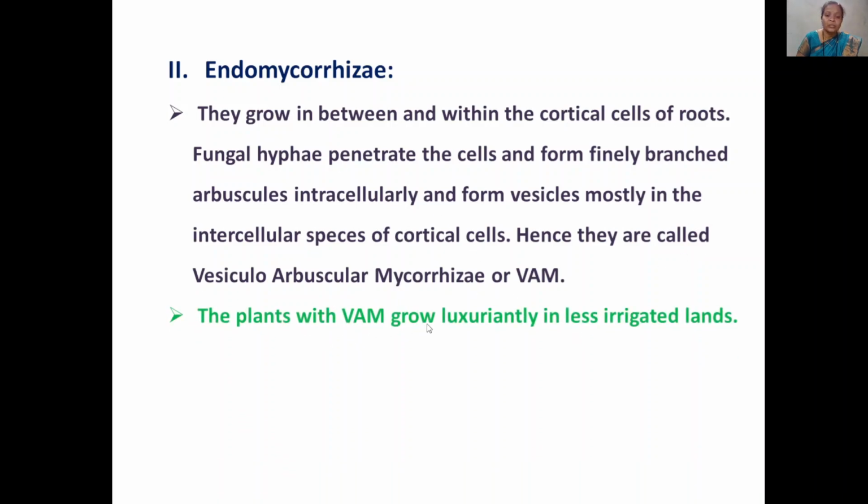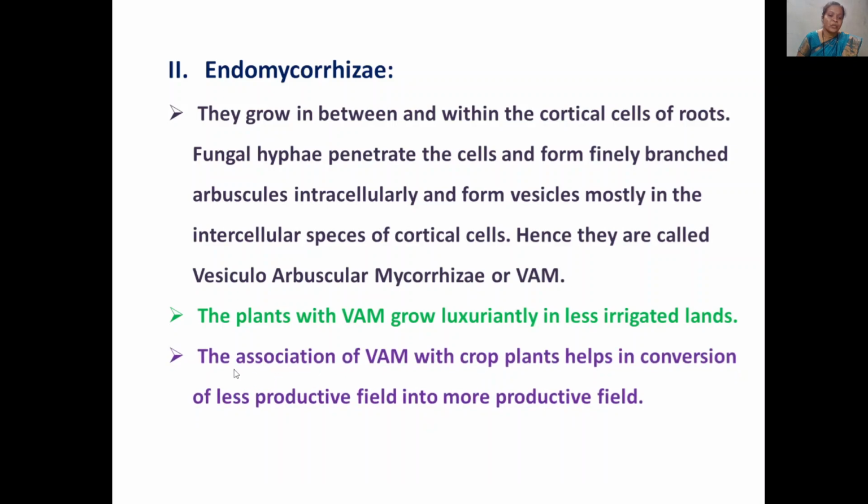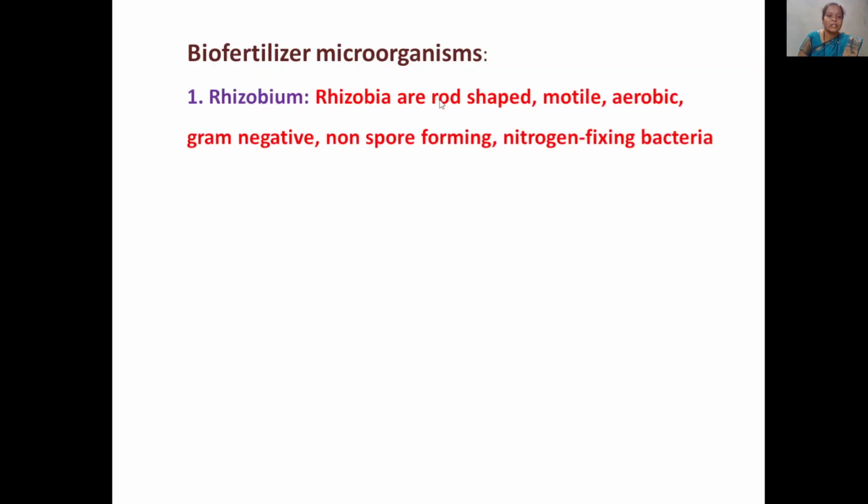The plants with VAM grow luxuriantly in less irrigated lands. The association of VAM with crop plants helps in the conversion of a less productive field into a more productive field. Go to next slide. Biofertilizers, microorganisms.